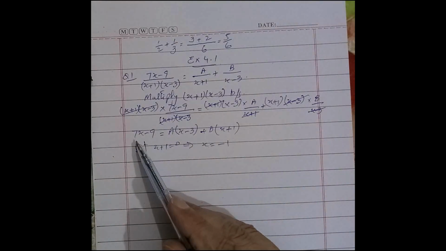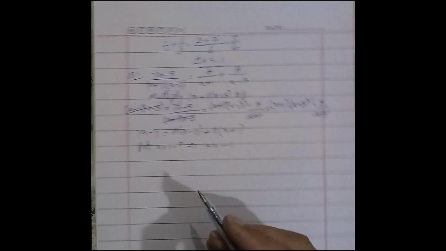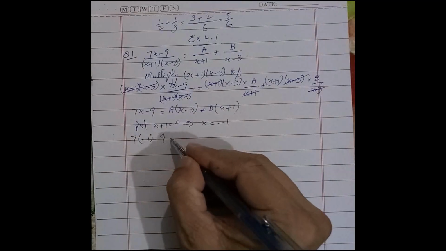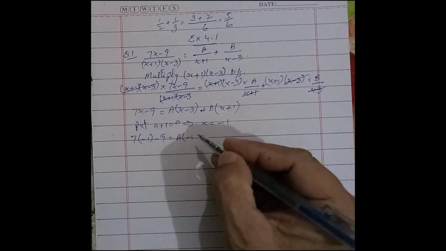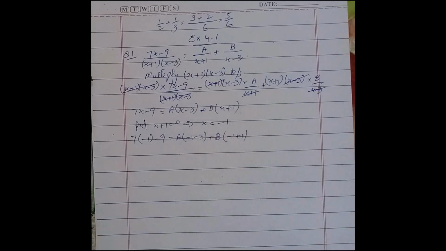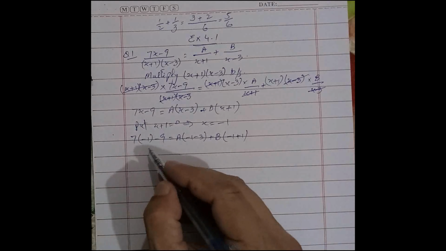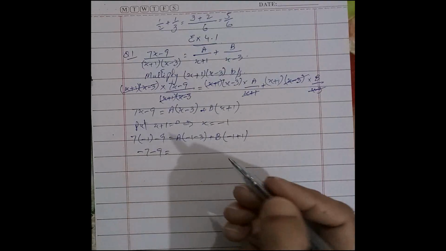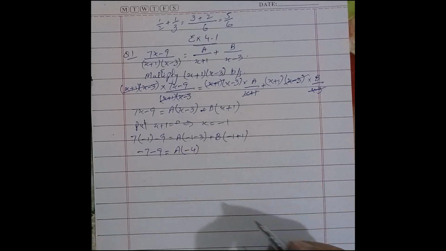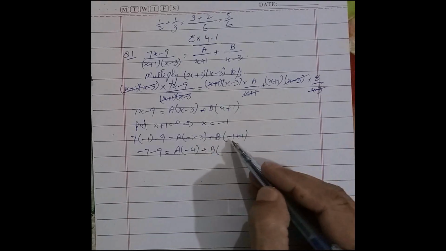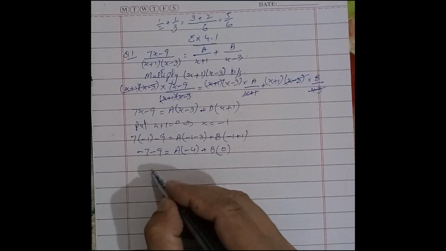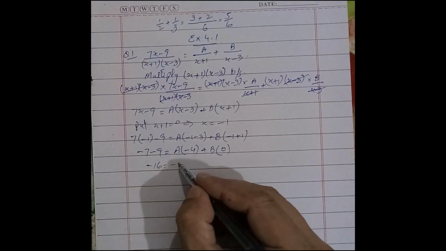Now we put the value x is equal to minus 1 on both sides. We get 7 into minus 1 minus 9 is equal to A into minus 1 minus 3 plus B into minus 1 plus 1. Now simplify these values. 7 into minus 1 is minus 7, minus 9 is equal to A into minus 1 minus 3, which is minus 4, plus B into minus 1 plus 1 is equal to 0. Now minus 7 minus 9 is equal to minus 16, which is equal to minus 4A.